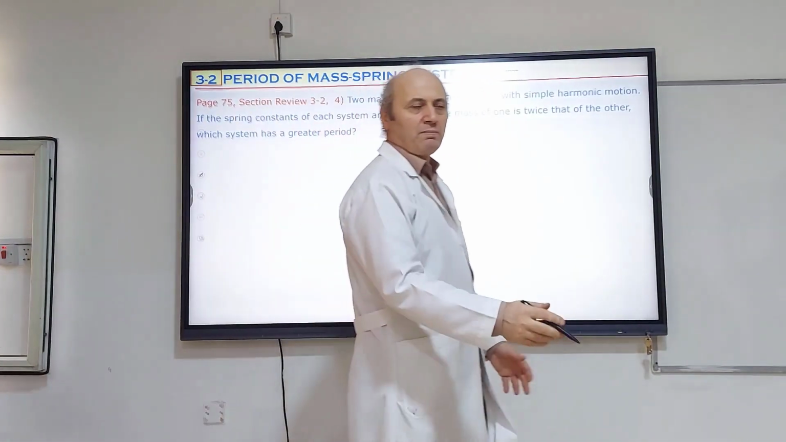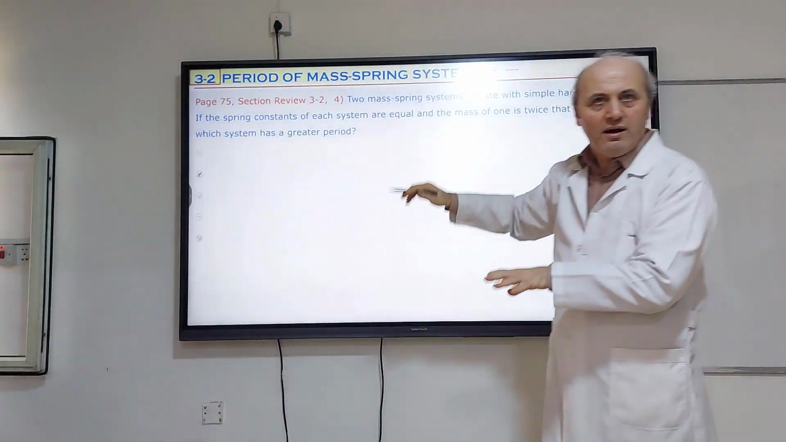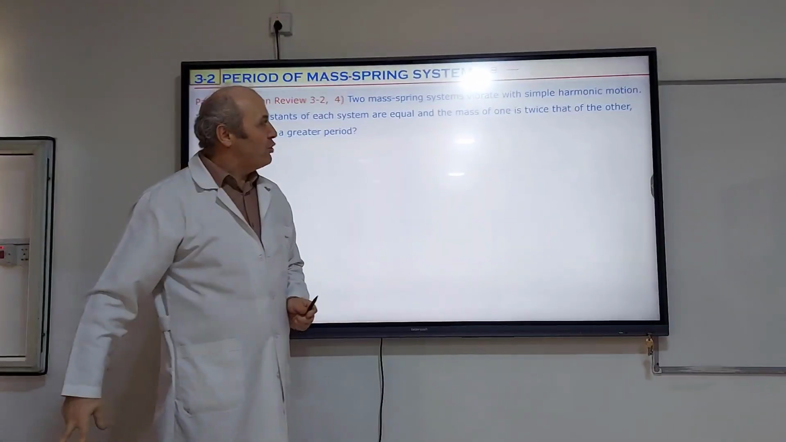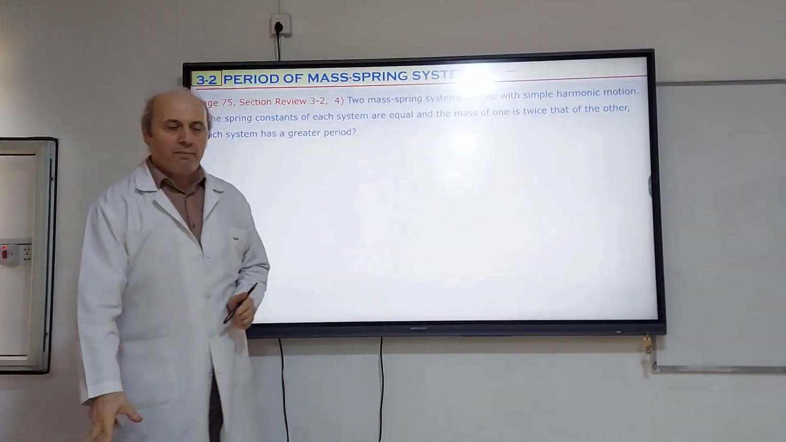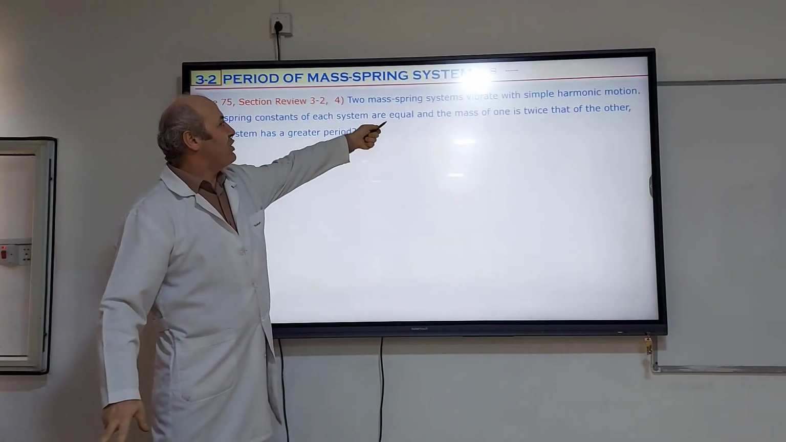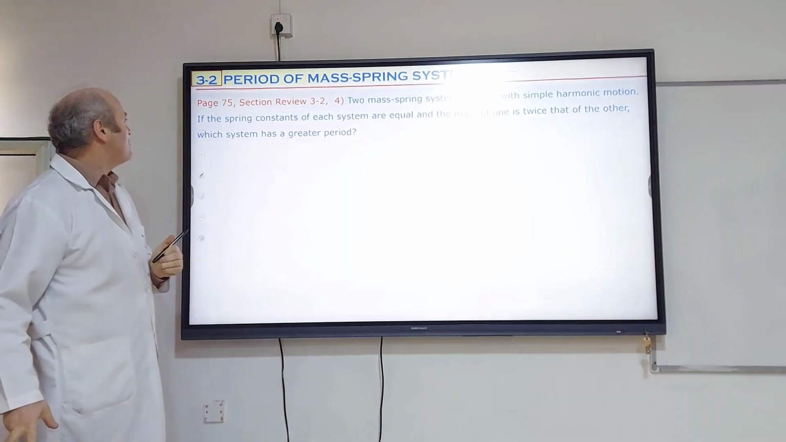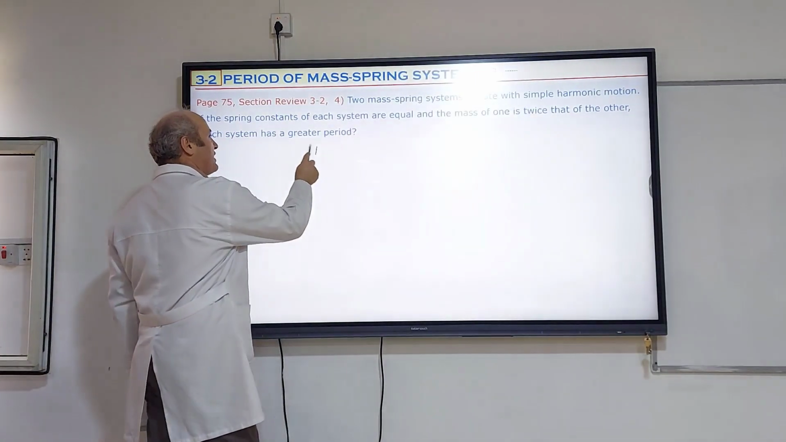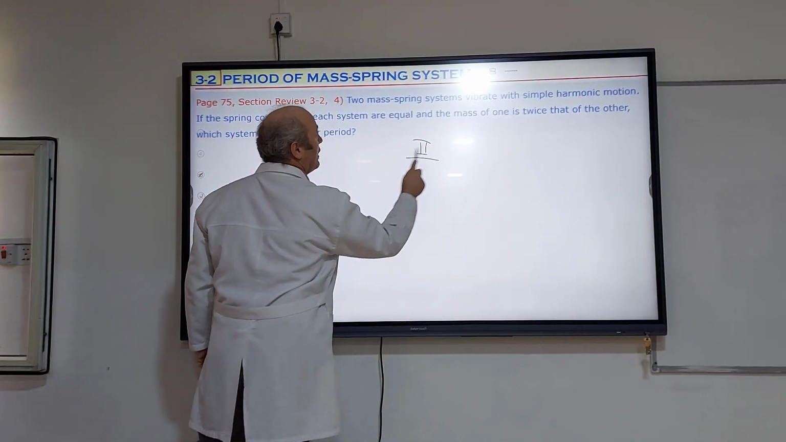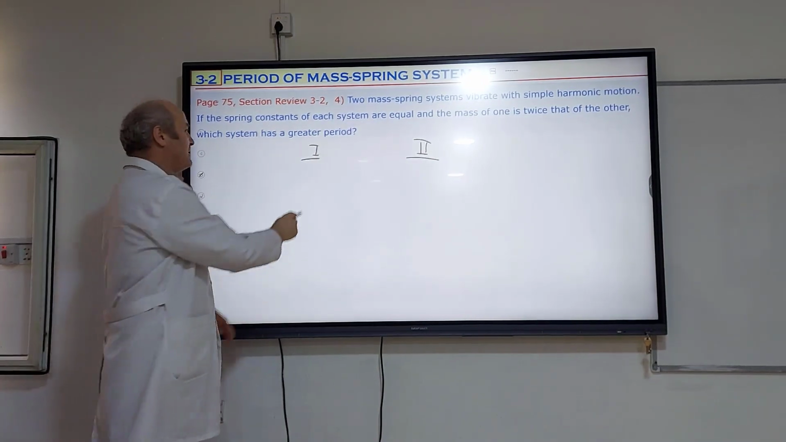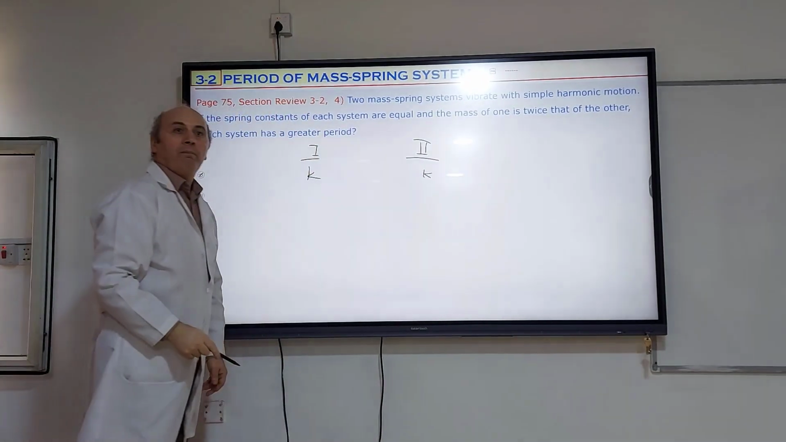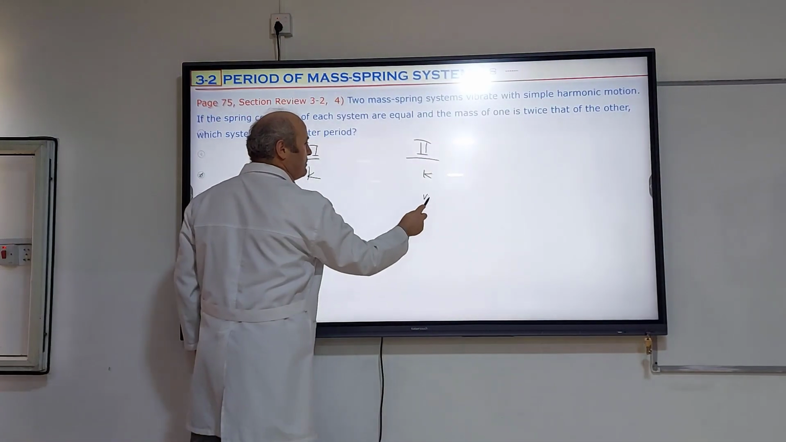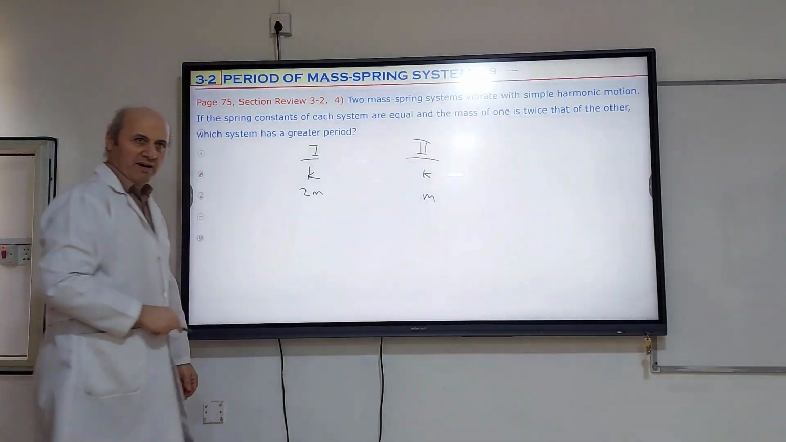Problem solutions, you can do that, but I'm going to talk about this question. After that, I'm going to finish this part. Two mass spring systems vibrate with simple harmonic motion. The spring constants of each system are equal, but the mass of one of them is twice that of the other. Which system has a greater period? So there are two systems. They have the same spring constant, K and K, but the masses are not equal. One of them is twice the mass of the other one. Say that this one is M, the first one is 2M. Which system has a greater period?